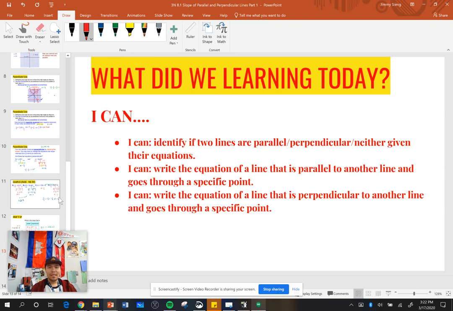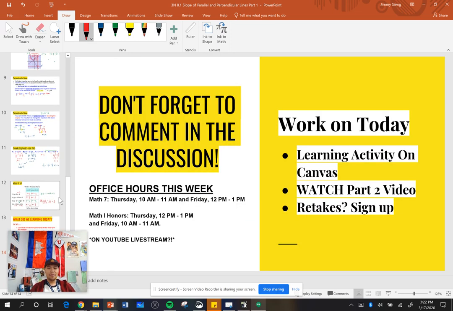Again, what we learned today, we learned to do parallel, perpendicular, and neither, determining from an equation. We were able to graph or make an equation with a line for parallel. We can make an equation for perpendicular, okay?